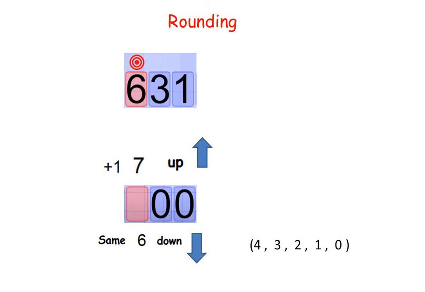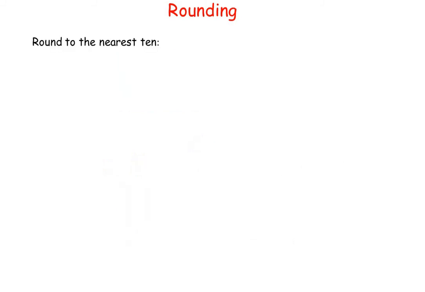Now take a look at the number next to the target number. Is it 4 or less, or 5 or more? Yes, exactly, it's less than 4. So I will round down. Round down will keep the number the same, so it will be 6. So the number here is going to be 6, and the new rounded number is 600.